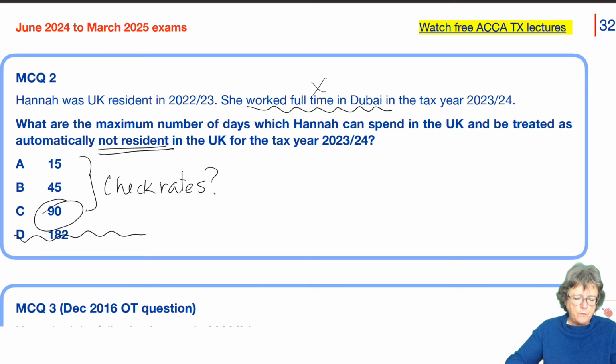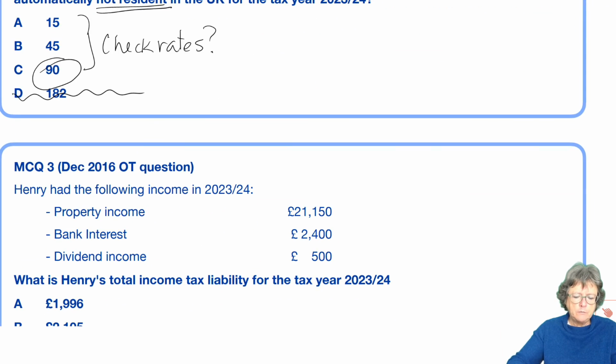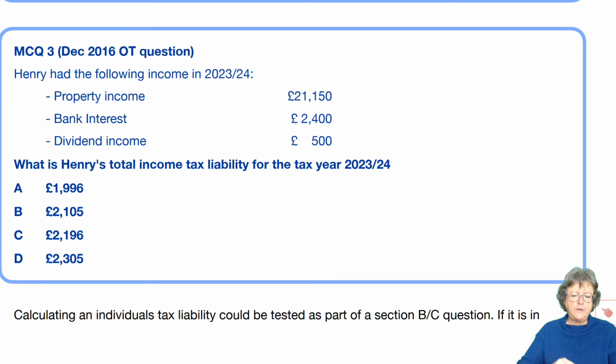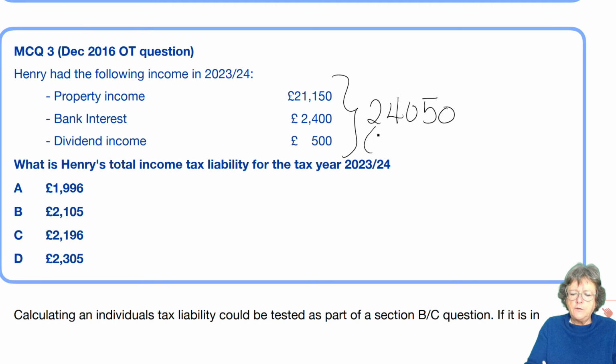Okay, so multiple choice question number 3. Again, a variety of things here. Henry has the following income. He's got property income, bank interest, and dividend. What's his income tax liability? Okay, so if we add all of those up together, okay, it comes to 24,050. Okay, he's going to get a full personal allowance.